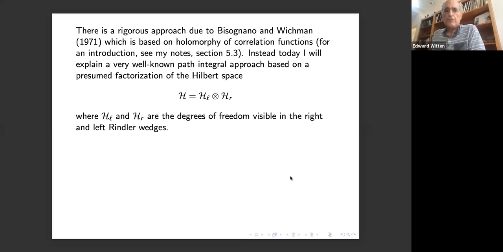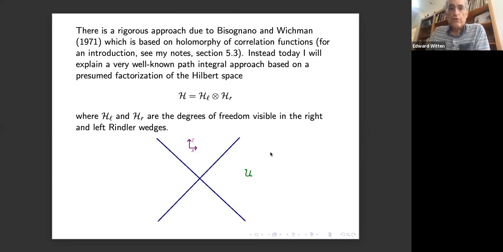But instead, today I'm going to explain an approach that's much better known by physicists, a path integral approach based on a presumed factorization of the Hilbert space as a tensor product, where H left and H right are the degrees of freedom visible in the right and left Rindler wedges. So H left describes all degrees of freedom you can see over here, and H right describes all degrees of freedom you can see over here.